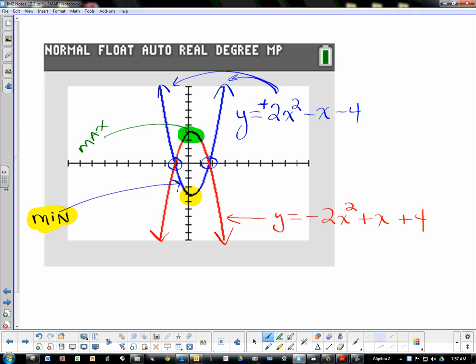Okay? Do you agree that a quadratic, in this case, let's talk about just the red one for a moment. Do you agree it has one maximum and that is it? Yeah, that's why they call it an absolute maximum. There's only one of them. Only one.